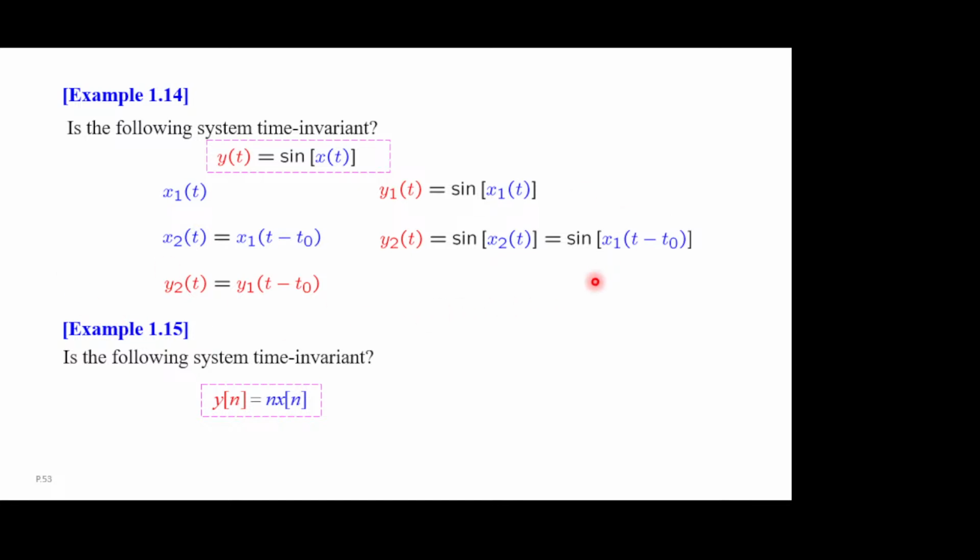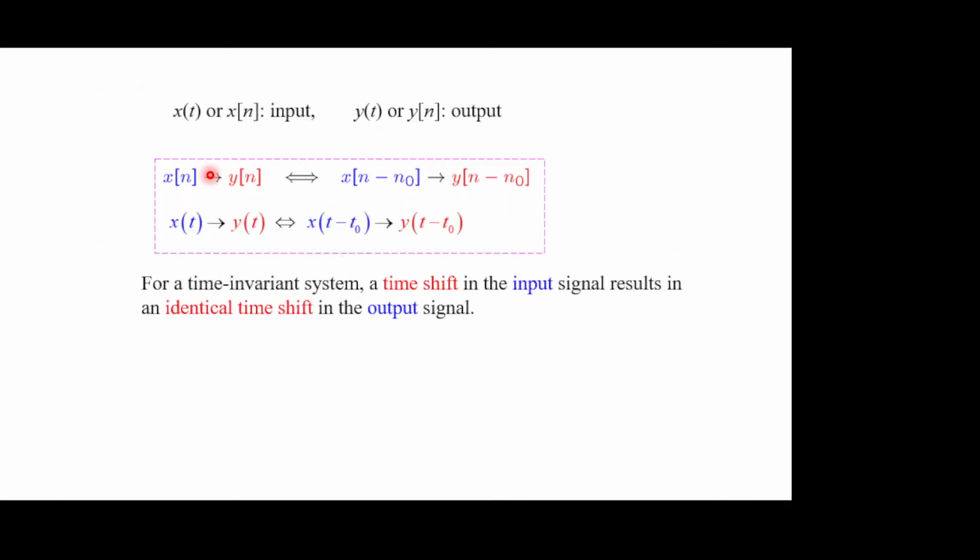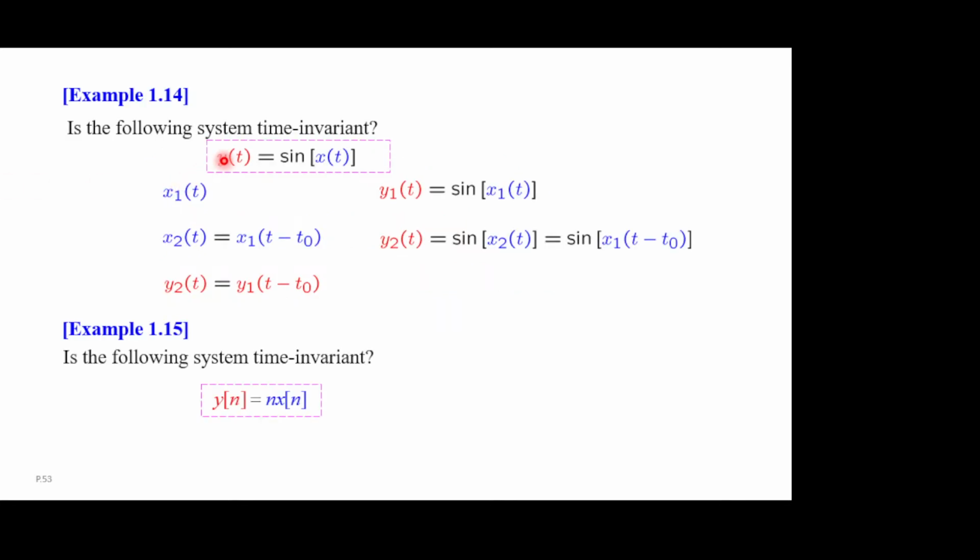This example I'll just give you the answer. So y of t equal to sine x of t, and this is a time invariant system. Checking whether the system is time invariant, you need to check through these things, and it's quite a bit to write down. So let's see how this example works out.